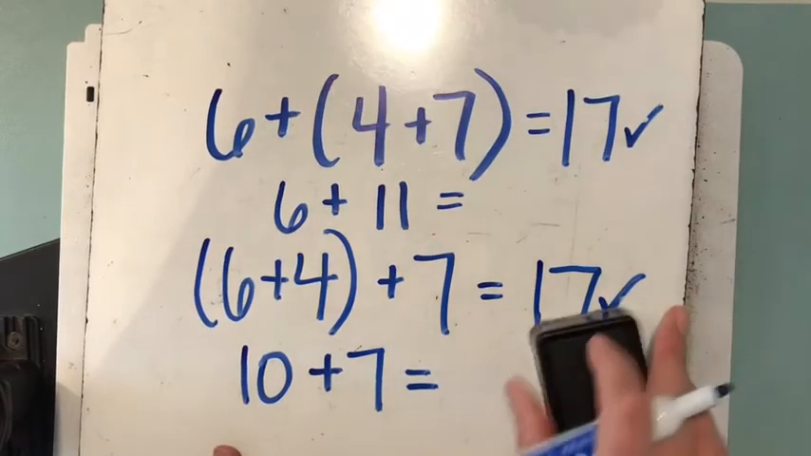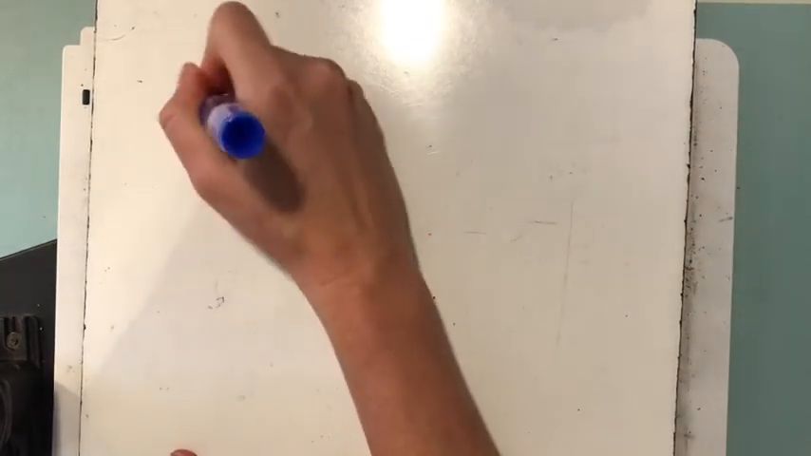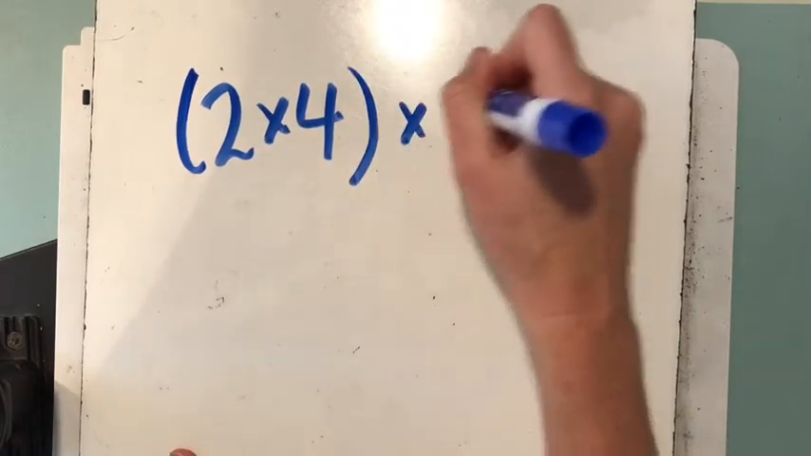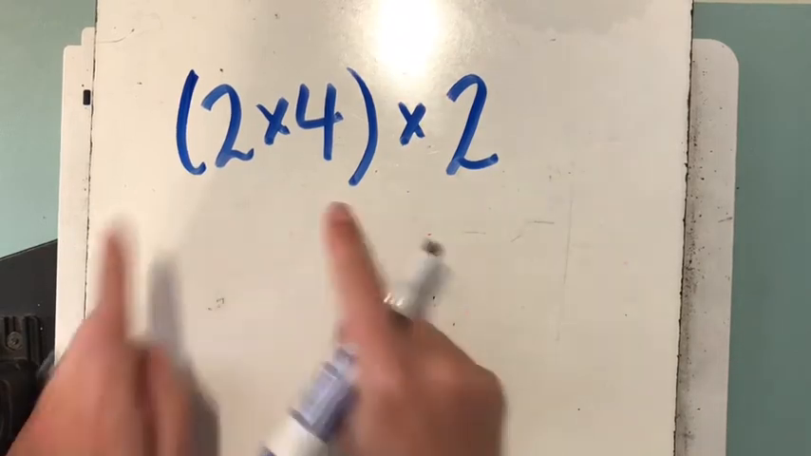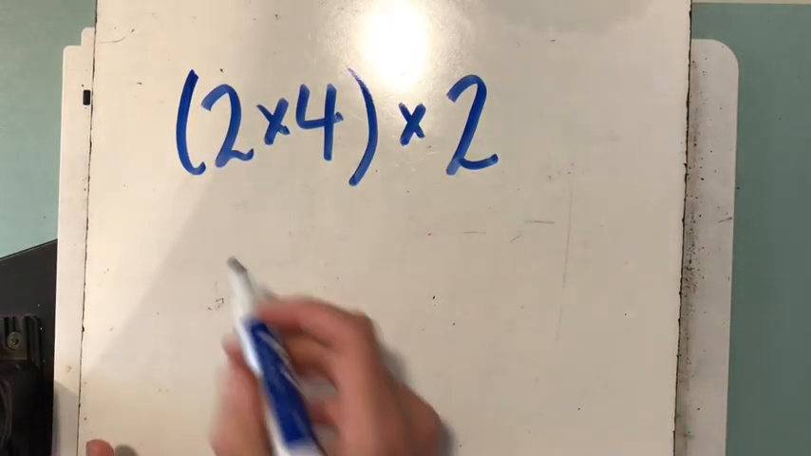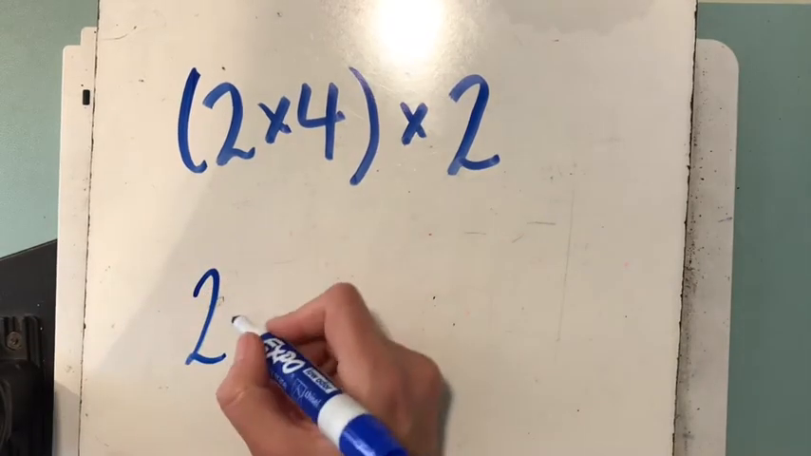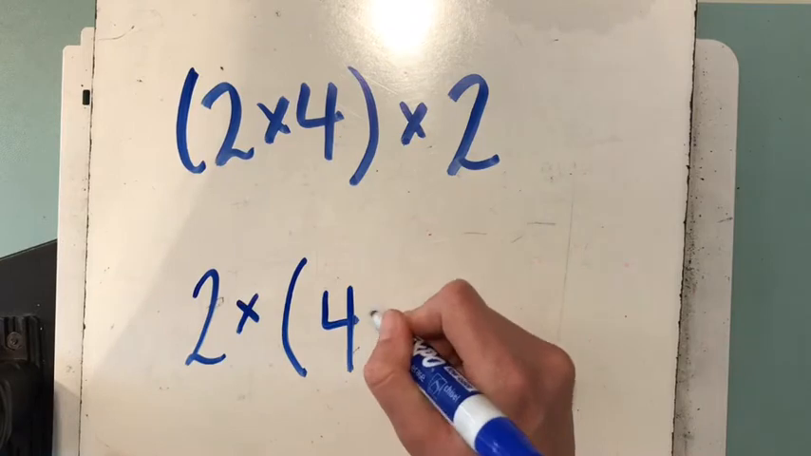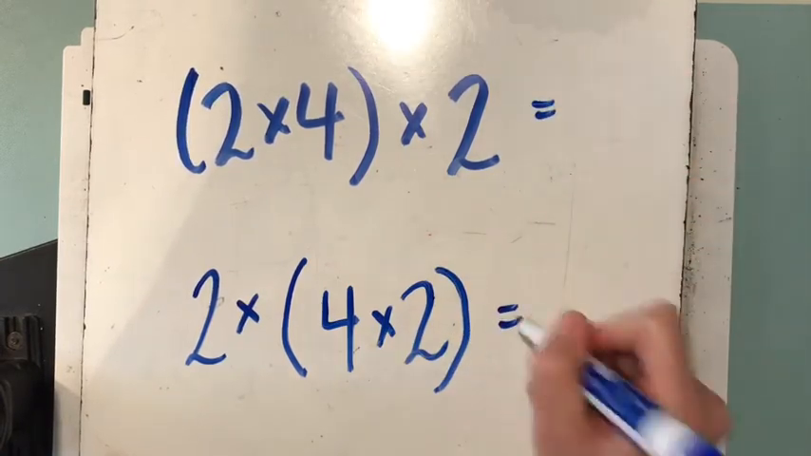Now let's try it with multiplication. Let's see if it works with multiplication. Let's say I have 2 times 4, and then I'm going to multiply by 2 after I do these two numbers. Now I'm going to move the parentheses over to the right. So my second one to solve is 2 times parentheses 4 times 2. Let's see if we come up with the same product.